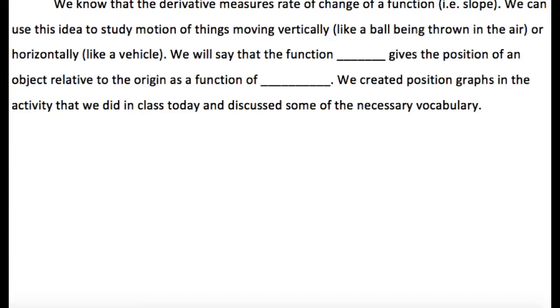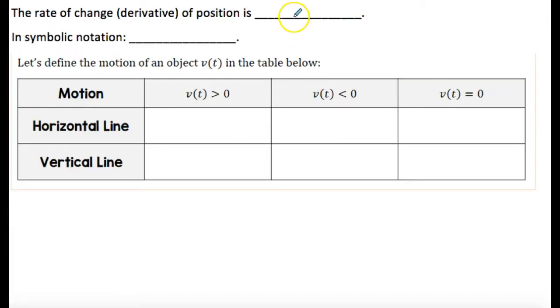Generally, though, we can just think about a particle moving back and forth across the x-axis, where we're measuring the distance from the origin. So we can say that the function s of t, right? So s we're going to denote as our position function, gives the position of an object relative to the origin as a function of time. T stands for time. So we looked at position graphs in the activity, and we looked at some of the vocabulary as well. Right? So the rate of change, or the derivative of position, is velocity.